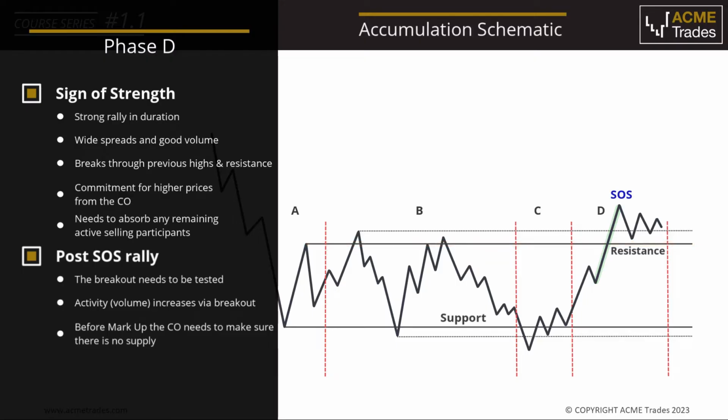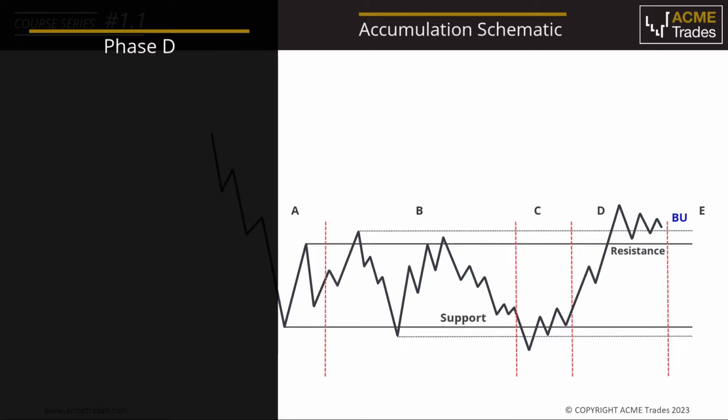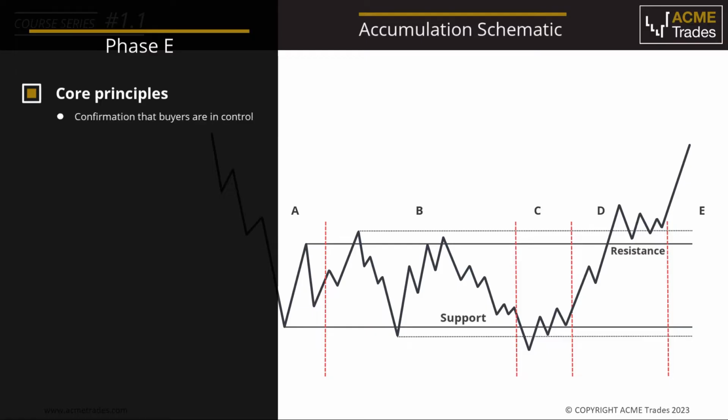And this one last test over here is known as the backing up action. And lastly, over here is into phase E. And this within accumulation is simply confirmation that buyers are in control. Price moves higher effortlessly before we transition into a new environment, which of course is known as markup.